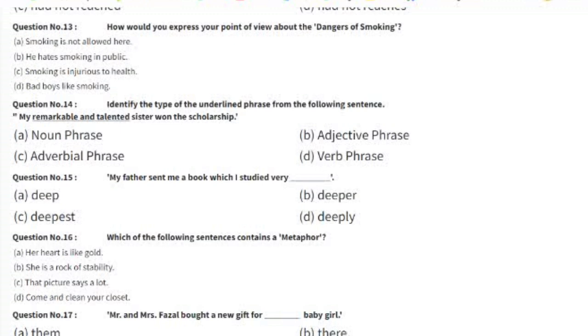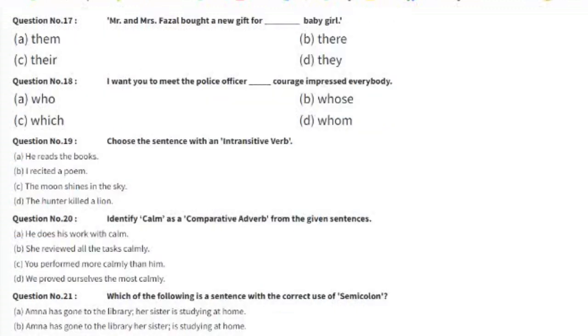Question number 14, identify the type of the underlined phrase from the following sentence. My remarkable and talented sister won the scholarship. The right answer is B, adjective phrase. Question number 15, my father sent me a book which I studied well. The right answer is D, deeply. Question number 16, which of the following sentences contains a metaphor? The right answer is B, she is a rock of stability.